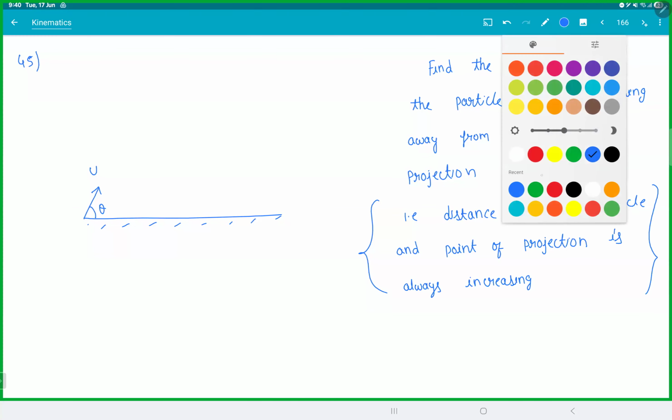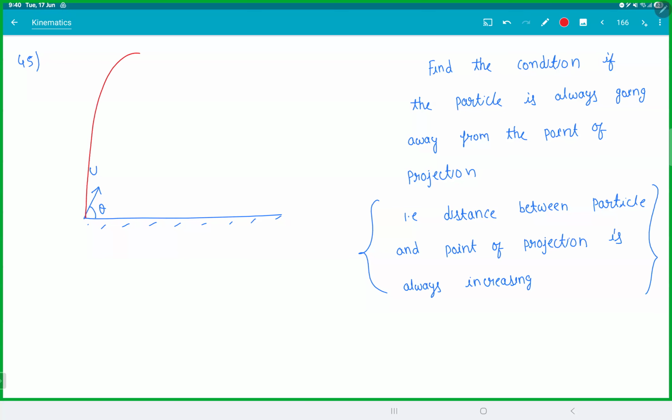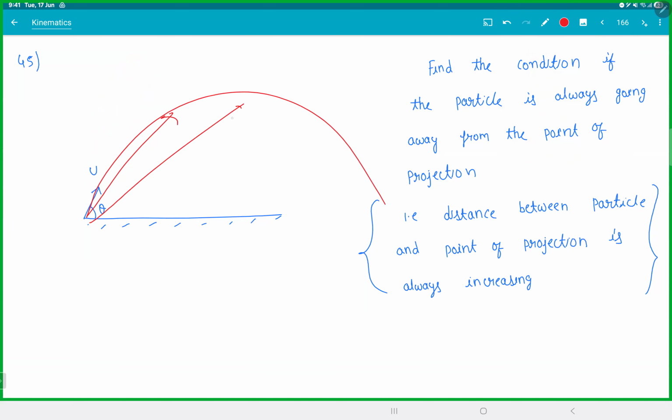Meaning, suppose I throw a particle like this, see what happens to the distance. Initially it is increasing, increasing, increasing, then it starts decreasing, right? Can you see the length of the vector is again decreasing? So I want you to find theta such that when I throw this particle, this vector r bar should be always increasing. That length, the distance from the point of projection, should never decrease. It should always keep increasing.